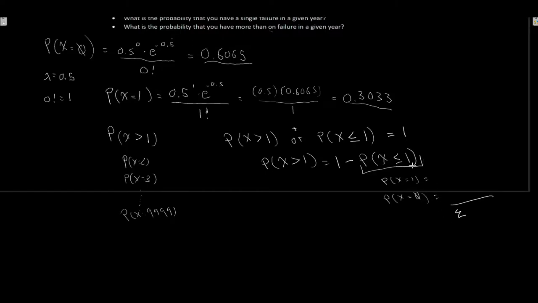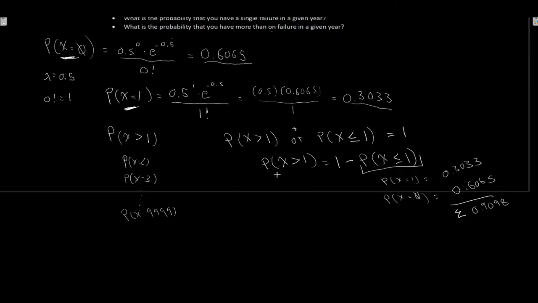But hey, wait a minute. We just calculated x equals 1. We just calculated x equals 0. So what was that? 0.3033 and 0.6065. So what does that give us? 0.3033 plus 0.6065 is going to give us 0.9098. Okay, so that's our probability that we have one or fewer breakdowns in a given year.